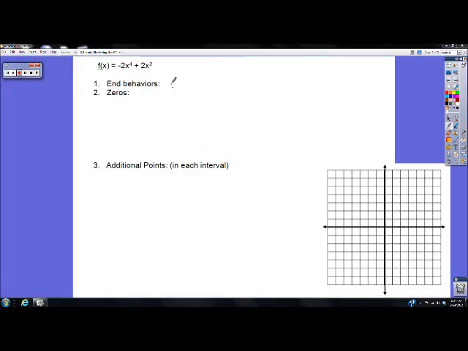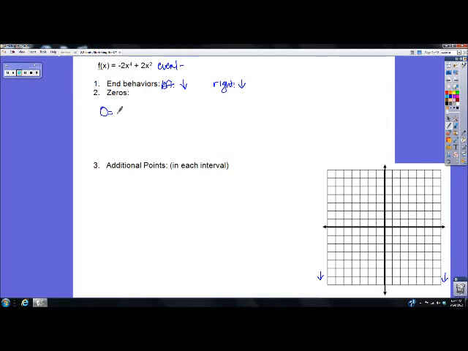Okay, last example. Same thing here. Let's figure out the left and right behaviors. Okay, this is an even degree negative coefficient. So that means the left side will go down and the right side will go down. So when we take a look at our graph here in a few minutes, both sides will go down, left side and right side. So let's find our zeros by factoring.